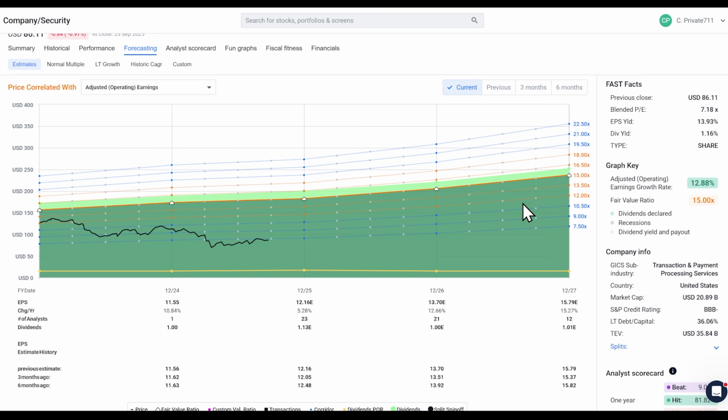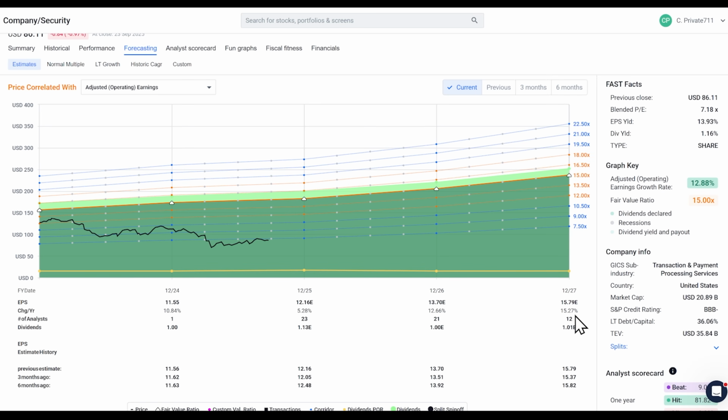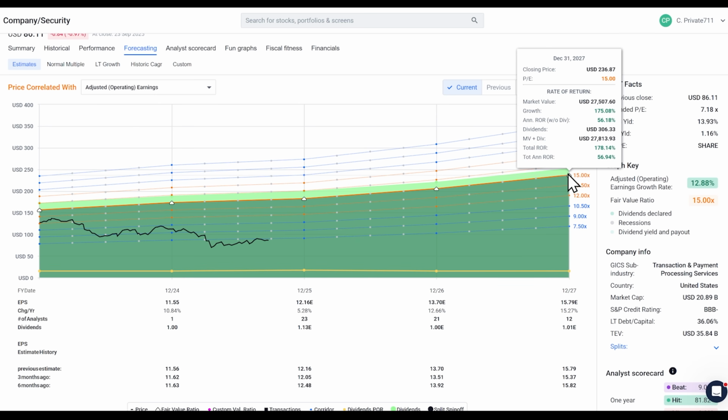Now, what FastGraphs does, which I think is extremely important with these estimates, it allows you, with all the different forecasting calculators we have, and I don't go over all of them in many videos, and I probably should, to run scenarios. I want you to note that these are PE ratios that are parallel, okay? So this is saying if the analysts hit this number and the stock traded at a 15 PE by the end of 2027, in other words, if that company did earn $15.79 times 15, would give us a price of $2.36, and that would be a 56, almost 57% annualized rate of return.